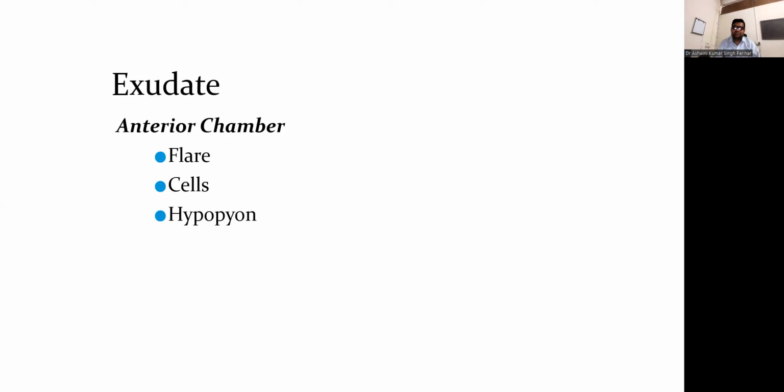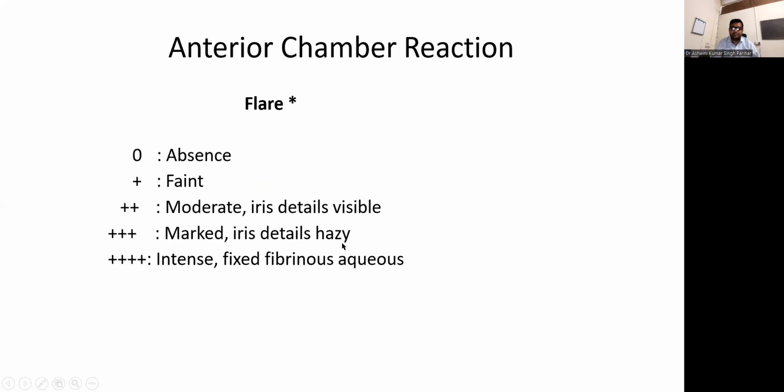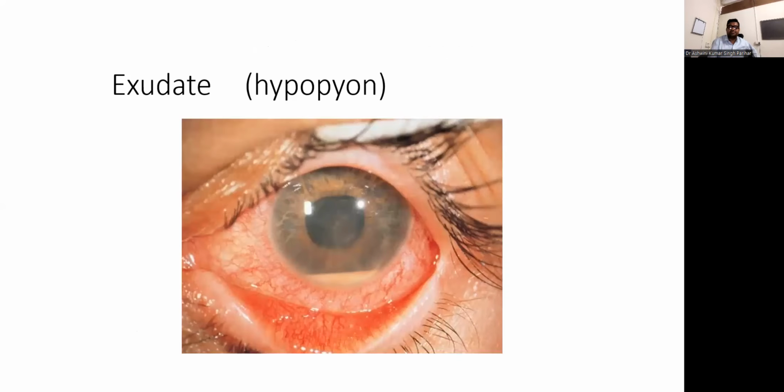And anterior chamber reaction will happen in the anterior uveitis features. So what is the flare and cells? I have already explained this picture. This shows the Brownian movement of the cells along with the flare. So what is the grading of the flare? I have mentioned 0, +1, +2, +3, +4. What is the grading for the cells? The same way, +1, +2, +3, +4. So these cells and flare will help us in assessing the severity of the uveitis, and the management will depend on these features.